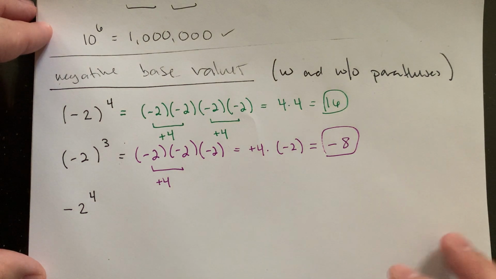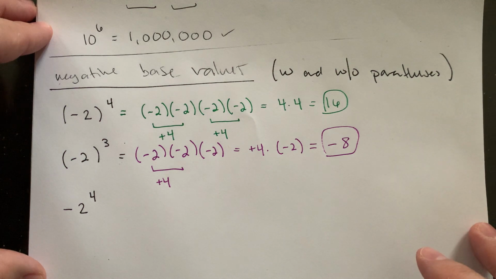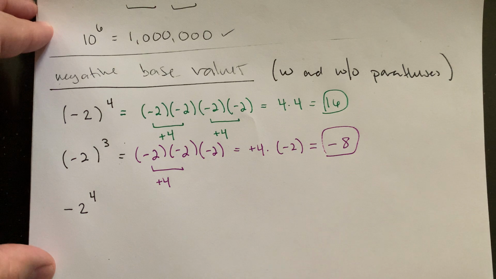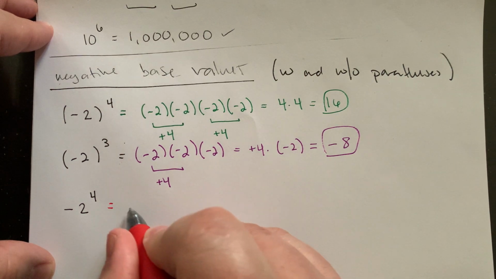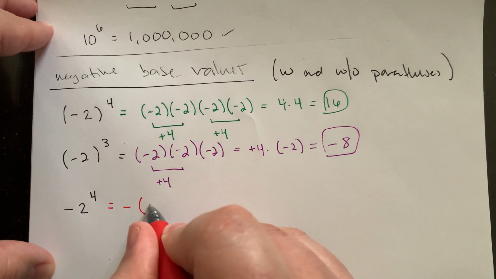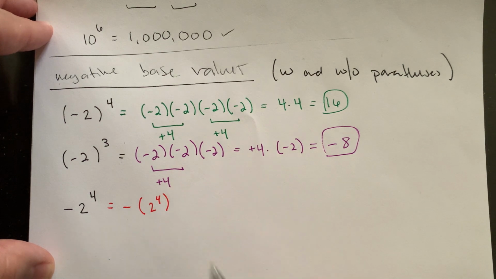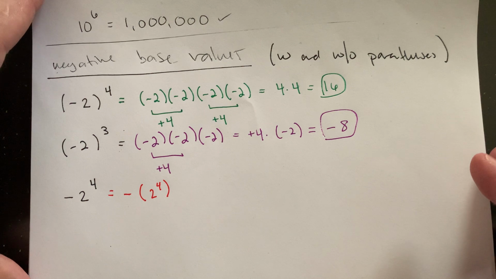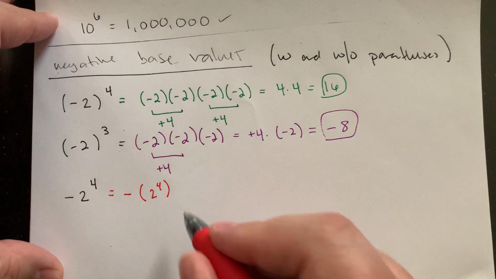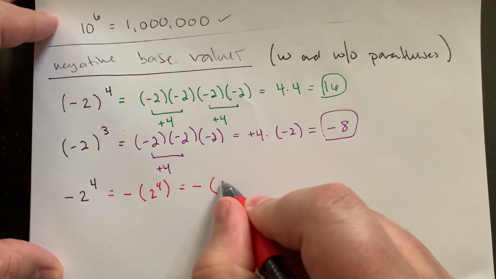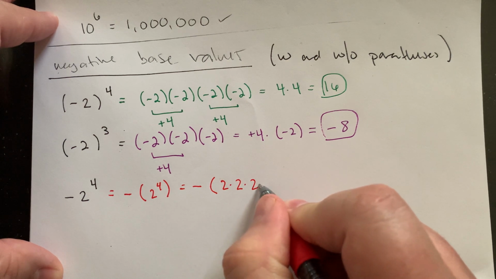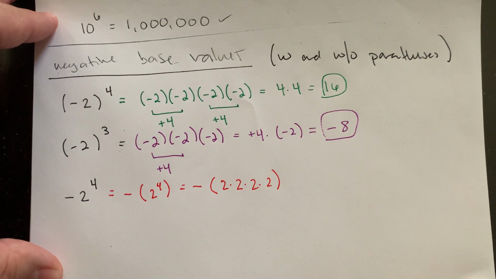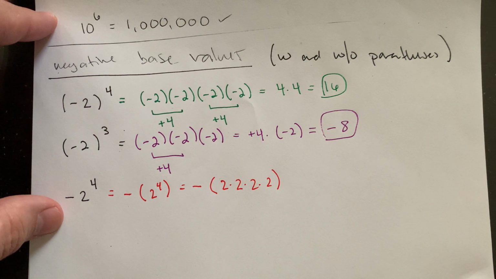So the exponent here is attached to the 2, and it's technically not attached to the negative. So what this really means is like the negative version of 2 raised to the 4. That's not how it's written, but that's really what it means. This is really just like the negative of 2 times 2 times 2 times 2. So it's 4 positive 2's all multiplied together and 1 negative sign in front.